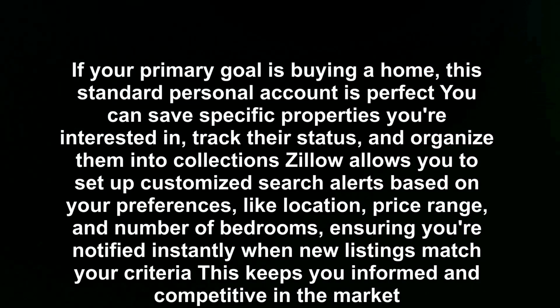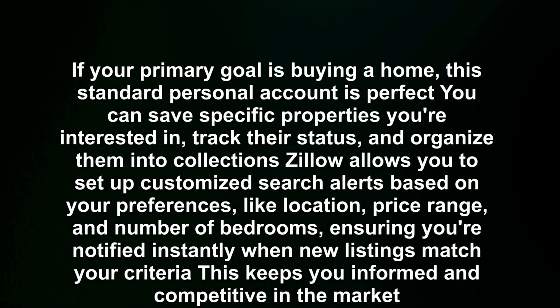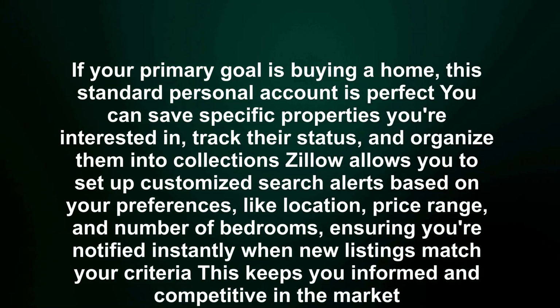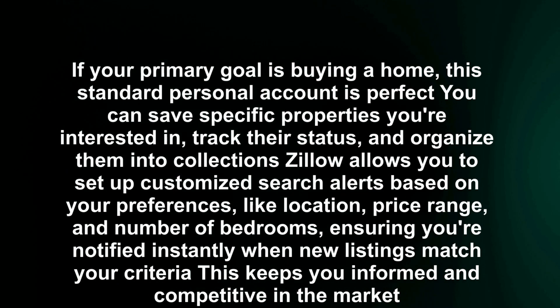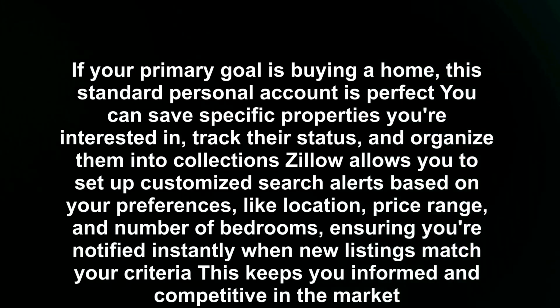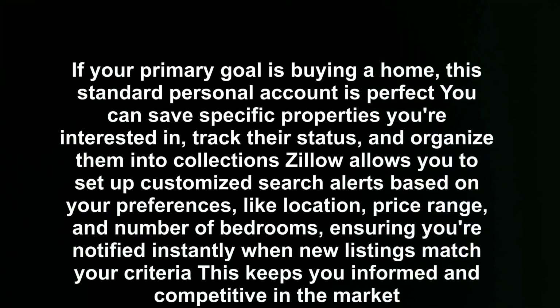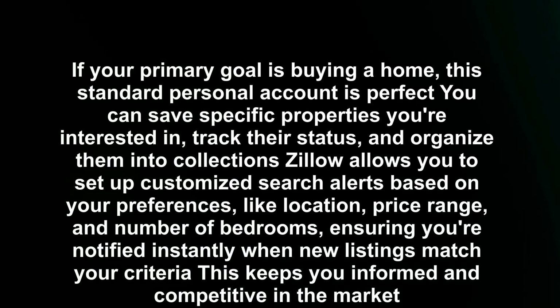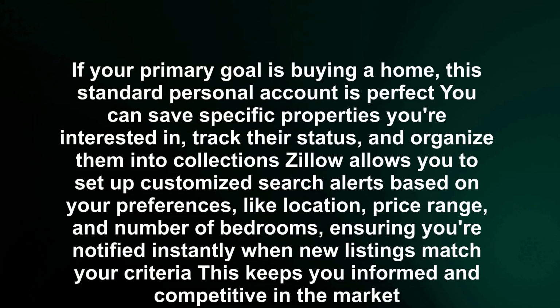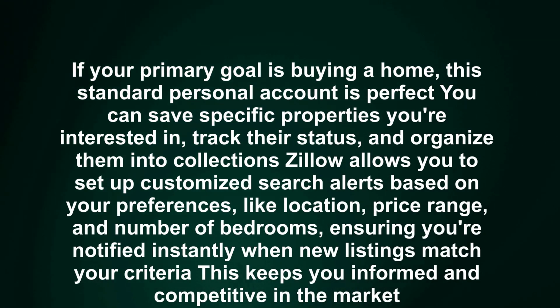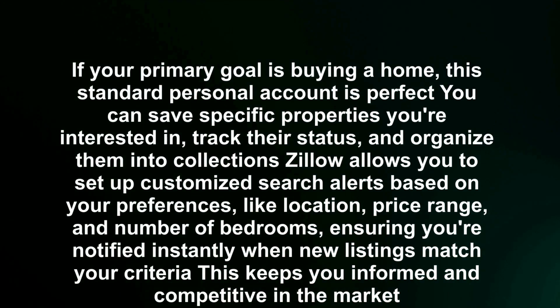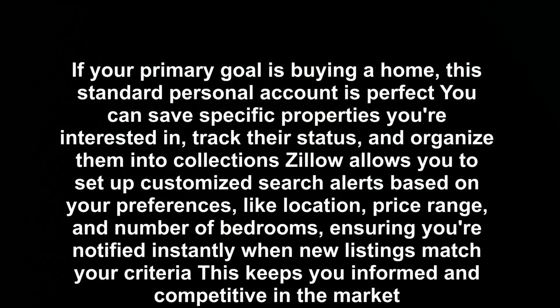If your primary goal is buying a home, this standard personal account is perfect. You can save specific properties you're interested in, track their status, and organize them into collections. Zillow allows you to set up customized search alerts based on your preferences, like location, price range, and number of bedrooms, ensuring you're notified instantly when new listings match your criteria. This keeps you informed and competitive in the market.